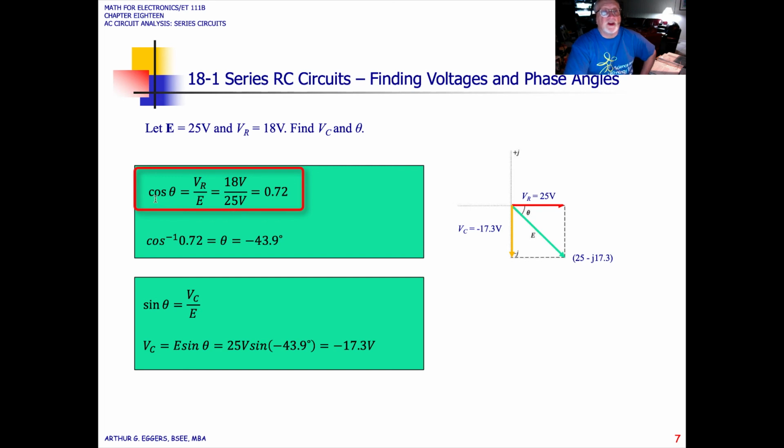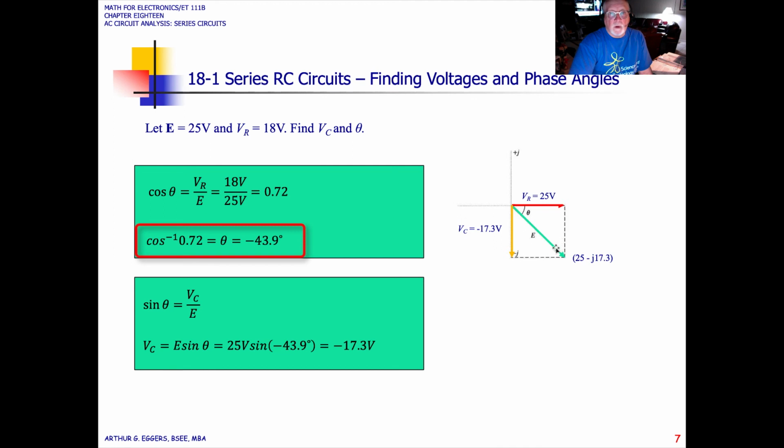So we set up the ratio. The cosine of theta then is equal to 0.72. Now we apply that inverse relationship so that we can solve for the angle theta, which is the first term that they asked us to solve for, and we end up with a theta of minus 43.9. Again, a negative angle where we go clockwise from the origin, minus 43.9, and again it's indicative of it being a capacitive circuit.